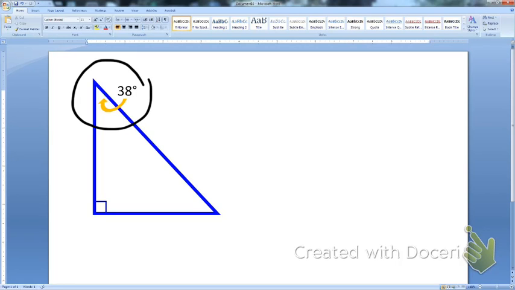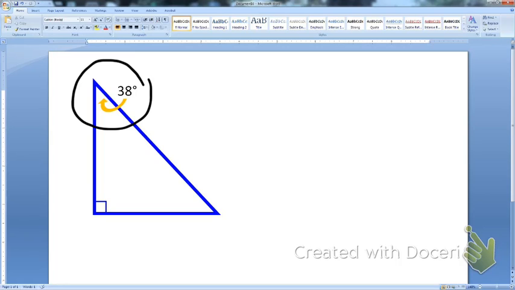Here we go. So we know one of our angles is 38 degrees. 38 degrees would indicate that it is an acute angle. We know it's an acute angle just by looking at it, but also because acute angles are angles that measure less than 90 degrees. Since 38 is less than 90, that angle must be an acute angle.